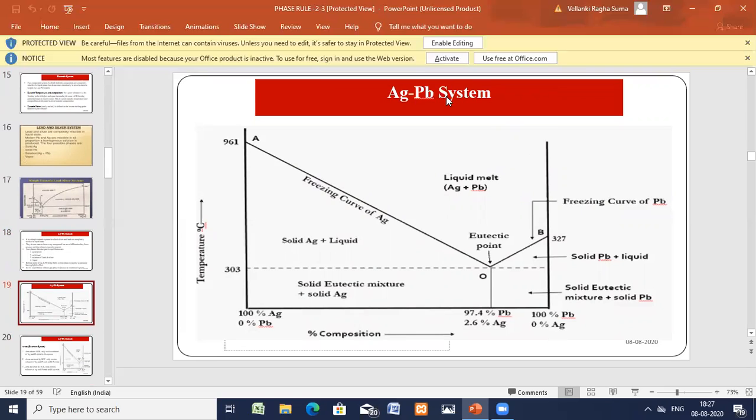Now we'll see the silver-lead system. One is the freezing curve of silver, and the other is the freezing curve of lead. Freezing curves AO and OB. Above them you have the liquid melt containing Ag plus Pb. This is the eutectic point, a completely miscible, easily melting system with no reaction. Here we have the solid eutectic mixture plus solid silver, and here the solid eutectic mixture plus solid lead.